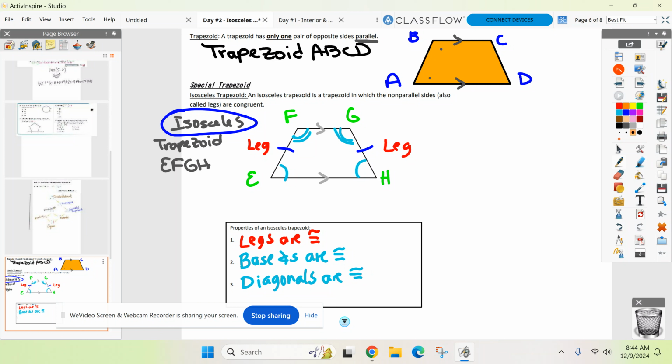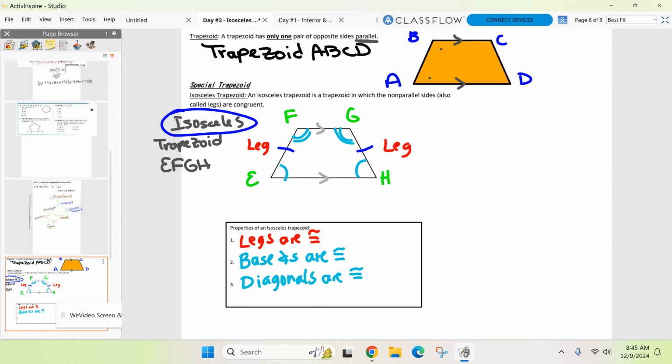I want to make this clear. These are only for an isosceles trapezoid. Trapezoid, one pair of parallel sides, that's it. These are only for an isosceles trapezoid. It has to be isosceles. All right, we're going to use them in the algebra questions, and then we're going to use them in a proof. Let's do it.